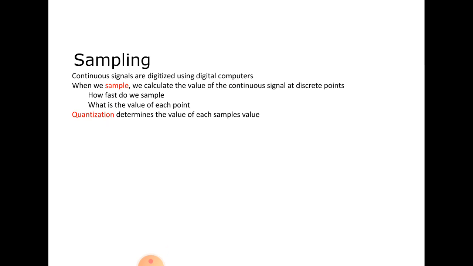When we sample, we calculate the value of the continuous signal at discrete points. How fast we sample, and what the value of each point is, is determined by the sampling rate, and quantization determines the value of each sample.